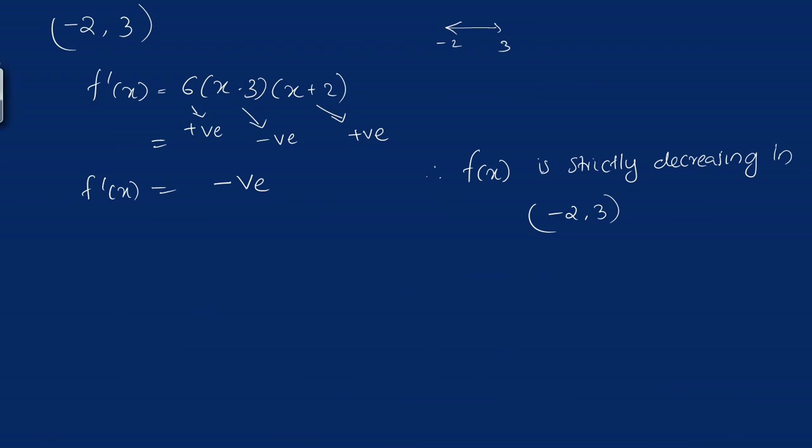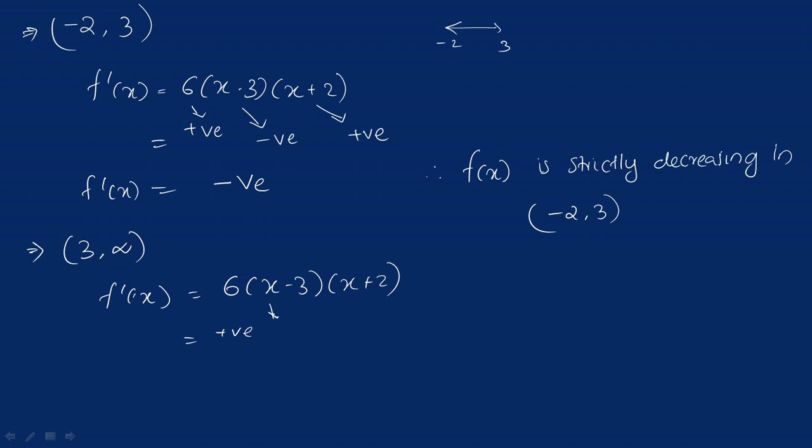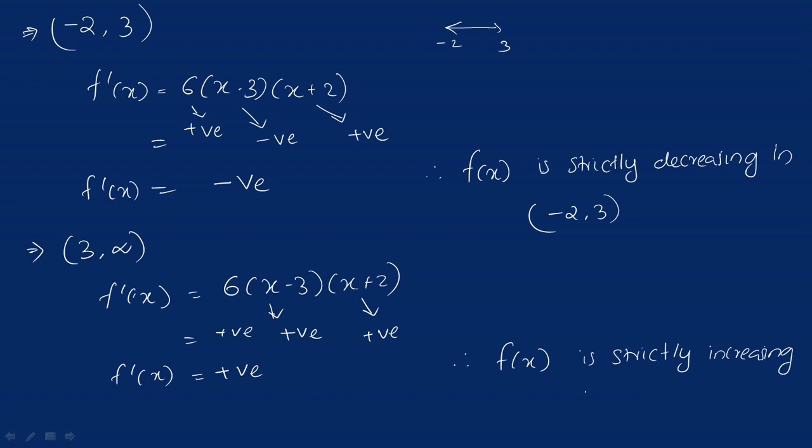Now the next interval, that is 3 to infinity. Here f'(x) = 6(x − 3)(x + 2). Similarly, 6 is a positive quantity, and applying any value between 3 and infinity, x − 3 gives a positive quantity, and similarly x + 2 also gives a positive quantity. So f'(x) is a positive quantity. So we can write f(x) is strictly increasing in the interval 3 to infinity.